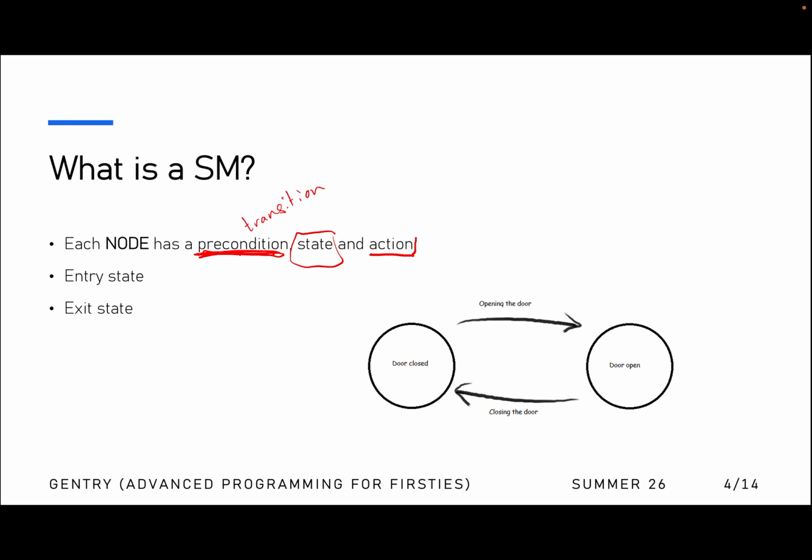So, for instance, we can have a door closed state, right? So this is going to be our node. This is our other node right here, which is door open. If we want to open the door, that's an action, which will cause the door to be open, and we can close the door. Pretty simple stuff right there.